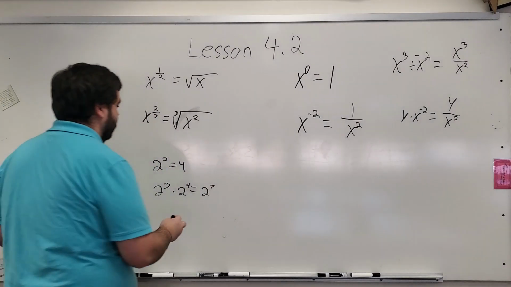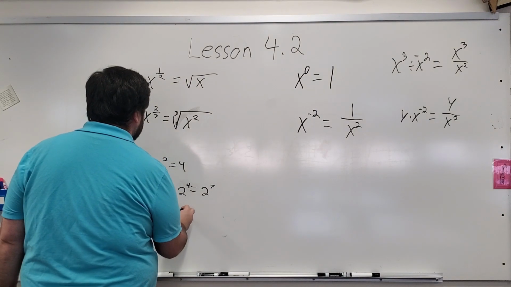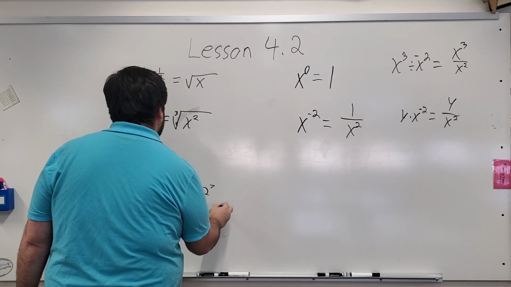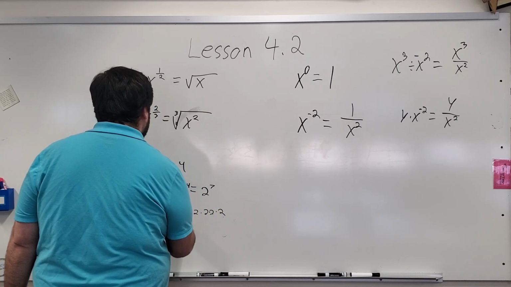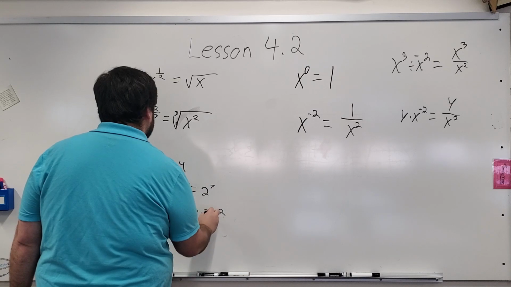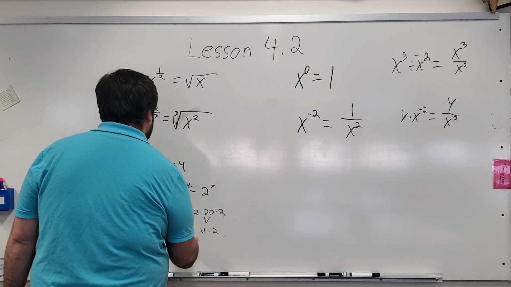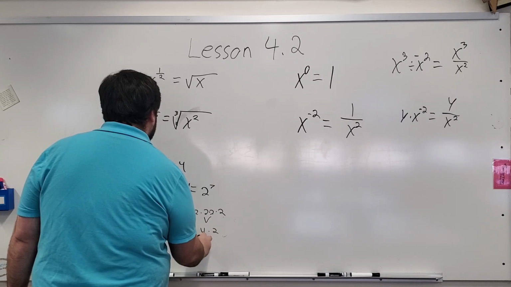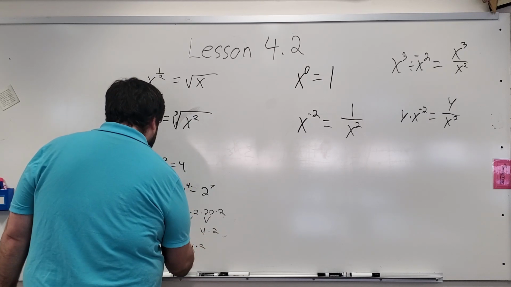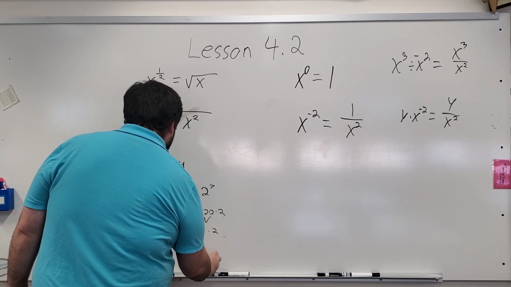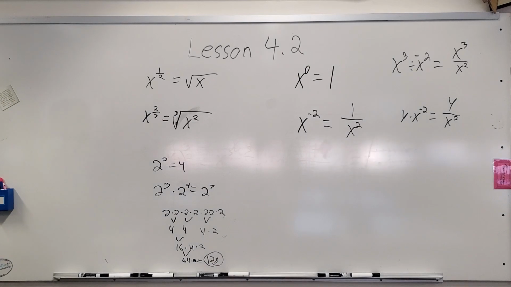And then if I wanted to figure that out, we did 2 times 2 times 2 times 2, it's 2 times 2 times 2, again get 4 times 4 times 4 times 2, 16 times 4 times 2, 64 times 2, and that's going to equal 120. Alright?